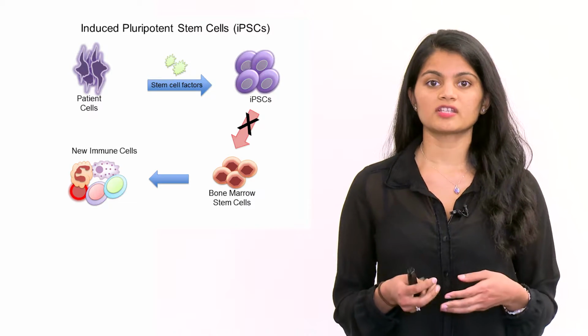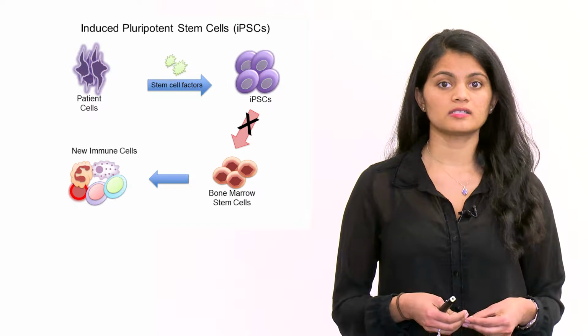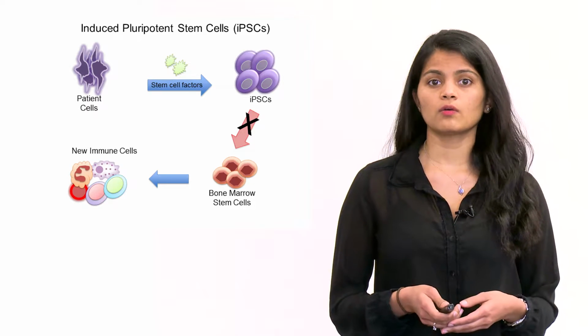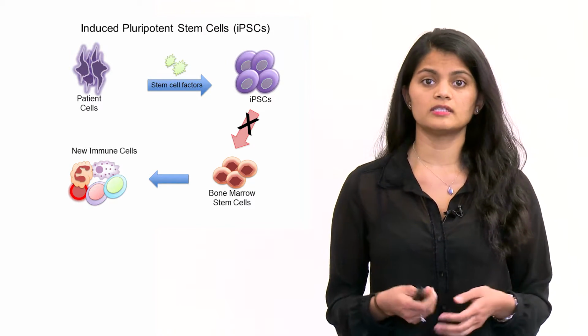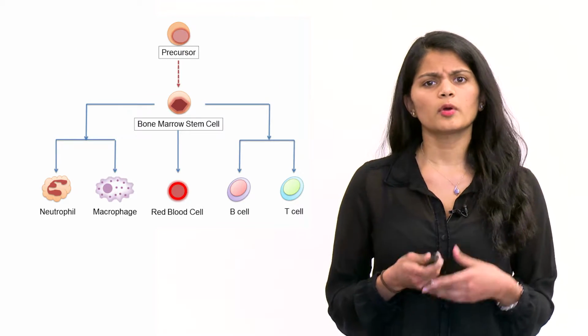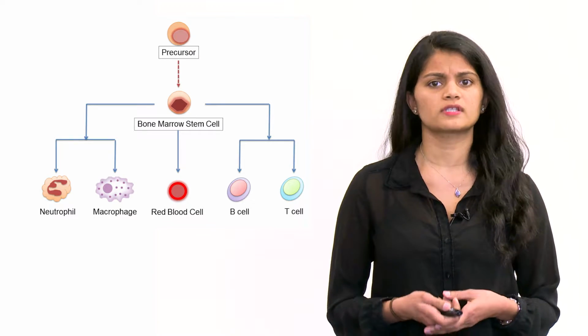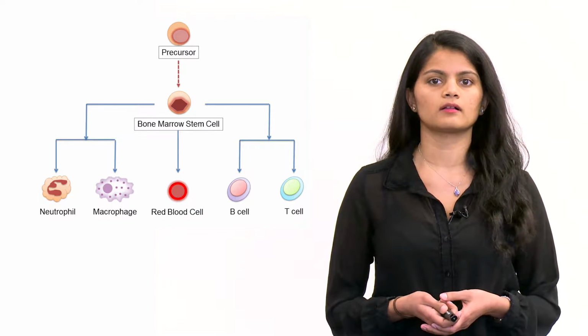However, this process of taking pluripotent stem cells to bone marrow stem cells is not possible thus far. So we need to know more about how a bone marrow stem cell develops. Well, a bone marrow stem cell can give rise to all of the effector cells of your immune system, like the B cell or the T cell. But what gives rise to the bone marrow stem cell?